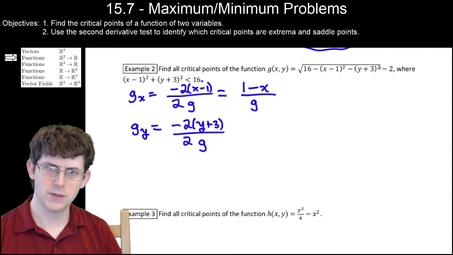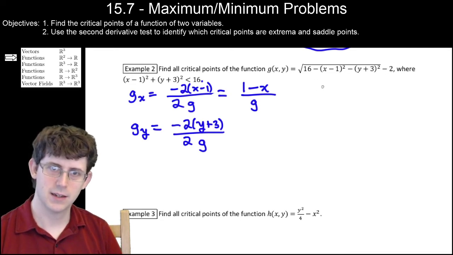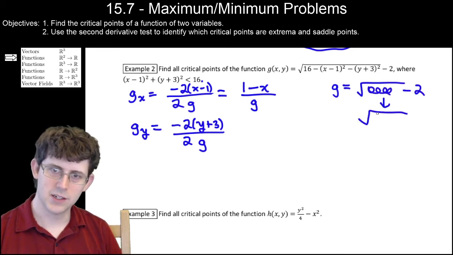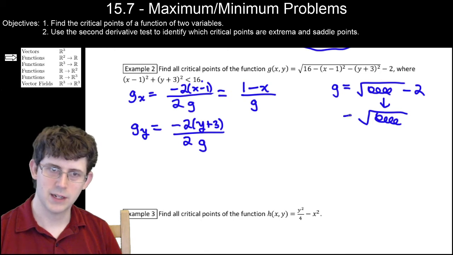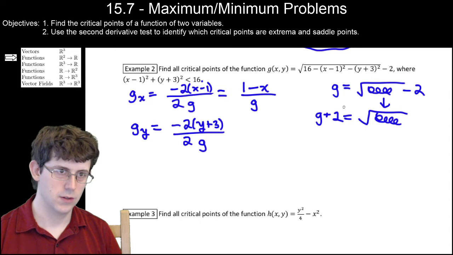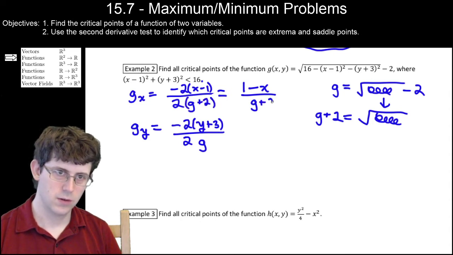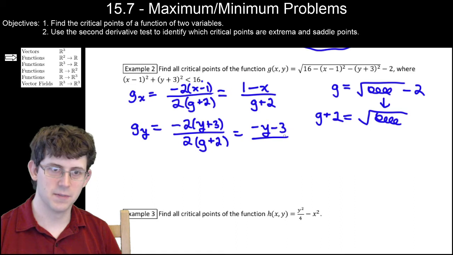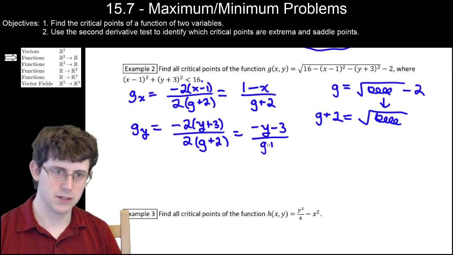Oh dear, this square root is not actually all of g. G has a minus 2 in it. So g is this big square root, minus 2. So if I want a short way to write the gross square root, I need to write that it's g plus 2. So I'll have, for the y partial derivative, minus y minus 3 over g plus 2.